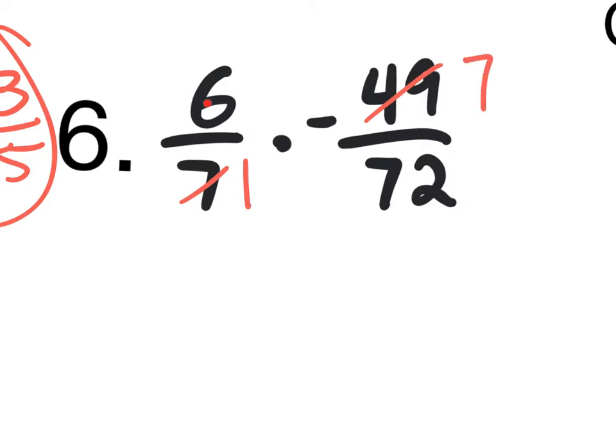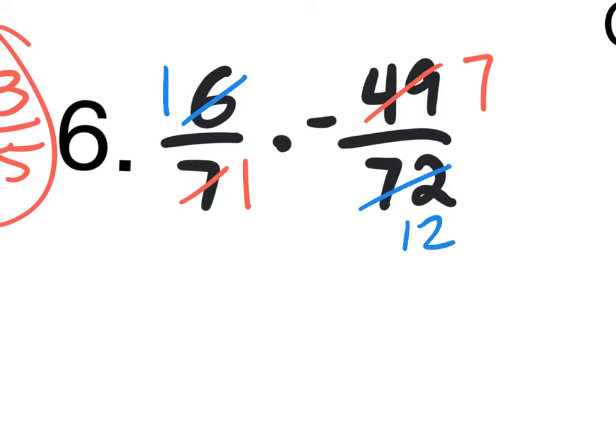And with the 6 and the 72, well, you could reduce both by 6, right? Or you could reduce by 2 if you wanted to and get a 3 up here and a 36 down here and then reduce by 2 again, or by 3 that time. Wait a minute, I messed that up. Anyway, it's easier to just reduce by 6, right? If you reduce by 6, 6 divided by 6 is 1, 72 divided by 6 is 12.